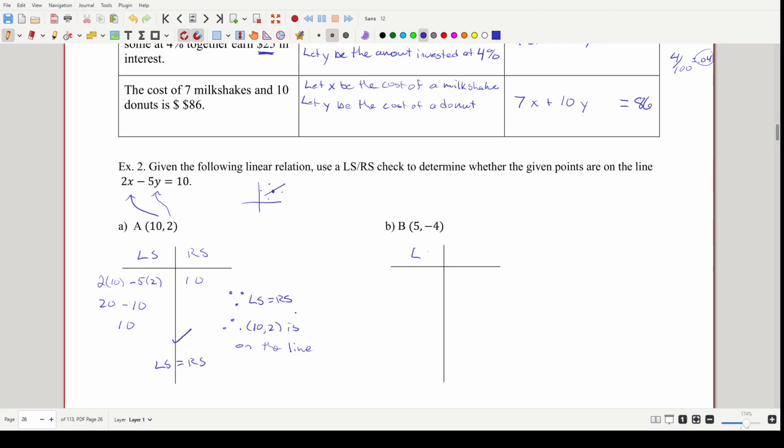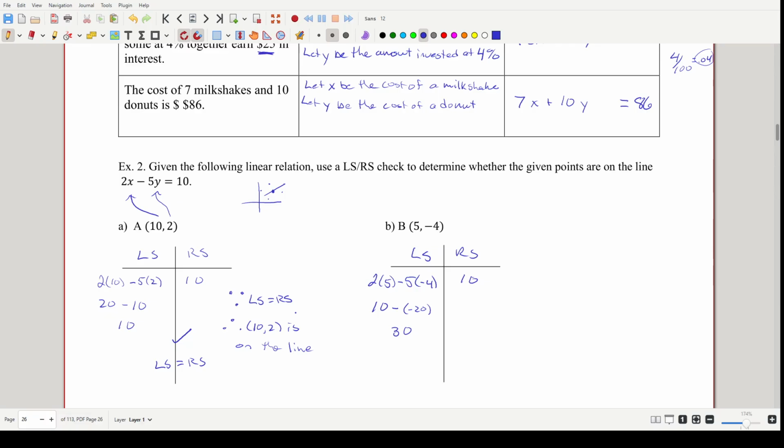So again, we do the substitution. We're going to put 5 in for x and negative 4 in for y. So we have 2 times 5 minus 5 times negative 4. And we want to see if that whole thing is equal to 10. Well, let's find out. 2 times 5, well, that is 10. Minus 5 times negative 4, so that's minus negative 20. Well, a minus of a minus, that's an addition. So that's really going to give me 30.